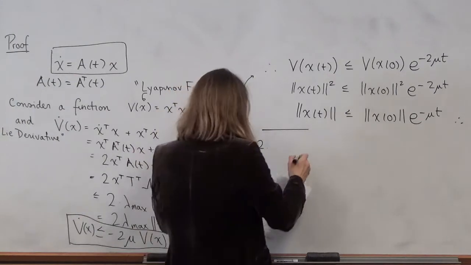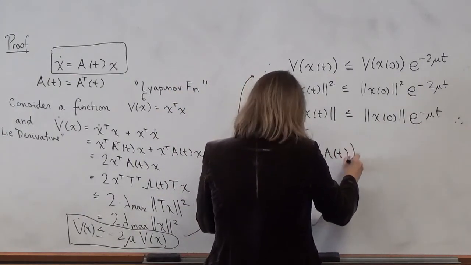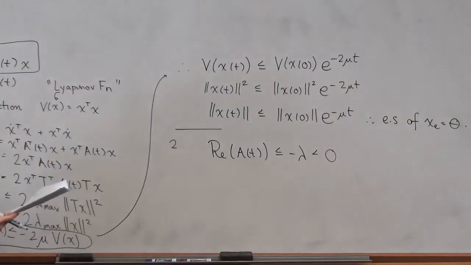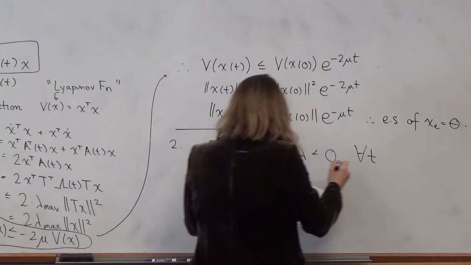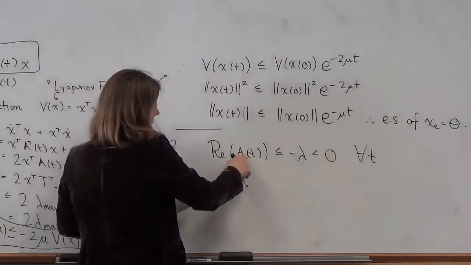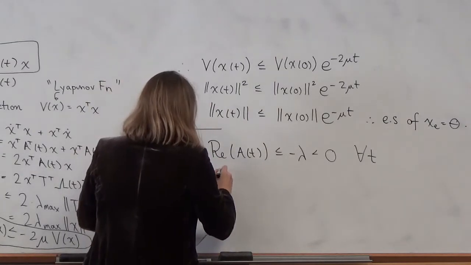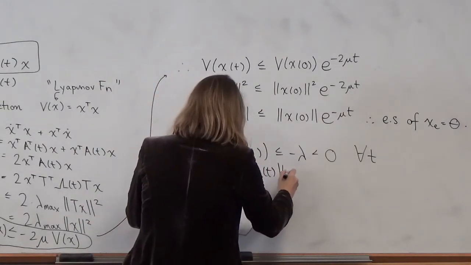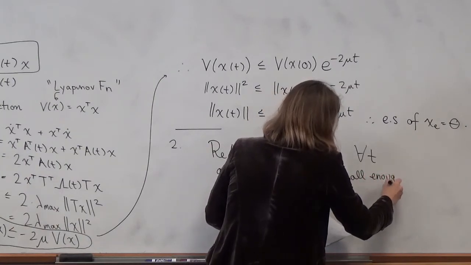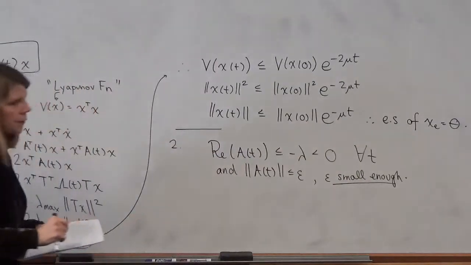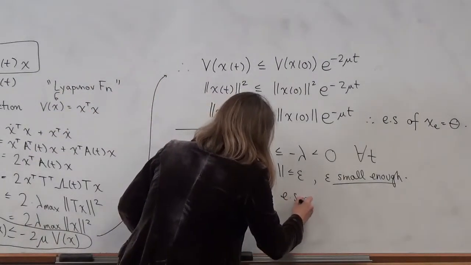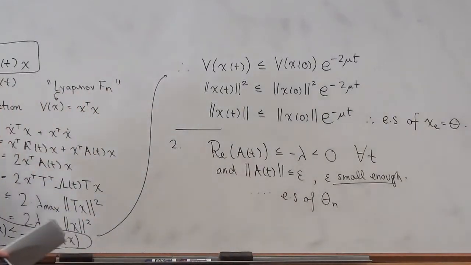And this case is a little more complicated. So if the real part of A of t is less than or equal to minus lambda, which is less than 0, so lambda is positive, and that's true for all t, that means the real part of the elements of A of t, so you form a matrix whose elements are just the real parts of the elements. And if you also have that the norm of A of t is less than or equal to epsilon, and epsilon has to be small enough, what that means is epsilon will come out of the proof and it will be related to the size of the elements of A of t, then you can conclude exponential stability of the origin of x dot is equal to A of t x.